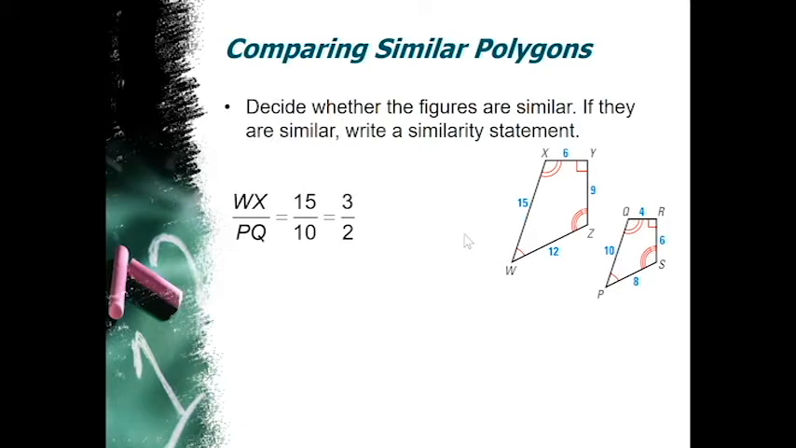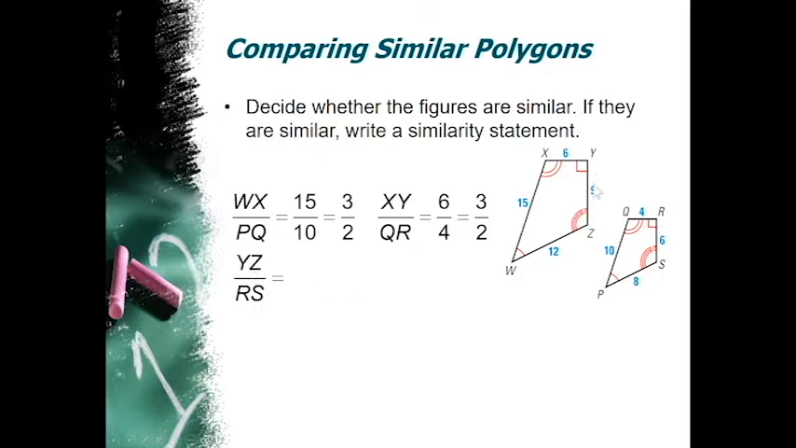Now it's time to check our next sides. So we're going to go XY over QR. XY is 6, QR is 4. If we reduce that, that also reduces down to 3 over 2. As soon as you have a set of proportions that are not equal, you're done. You do not have to go any further. But because these are the same, we have to continue on.